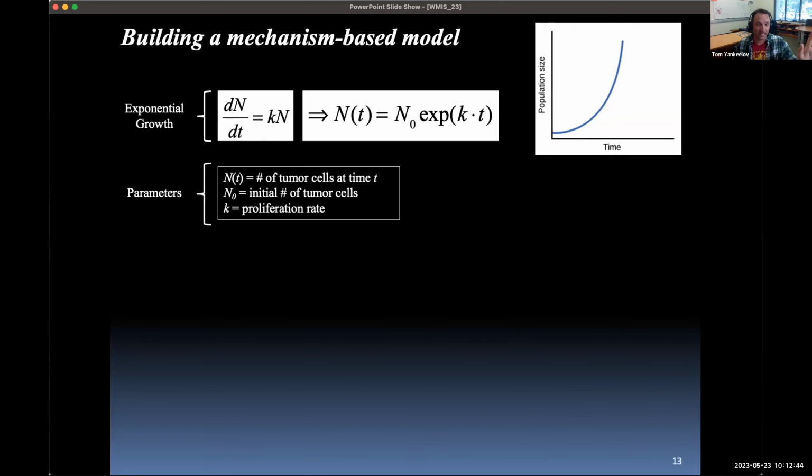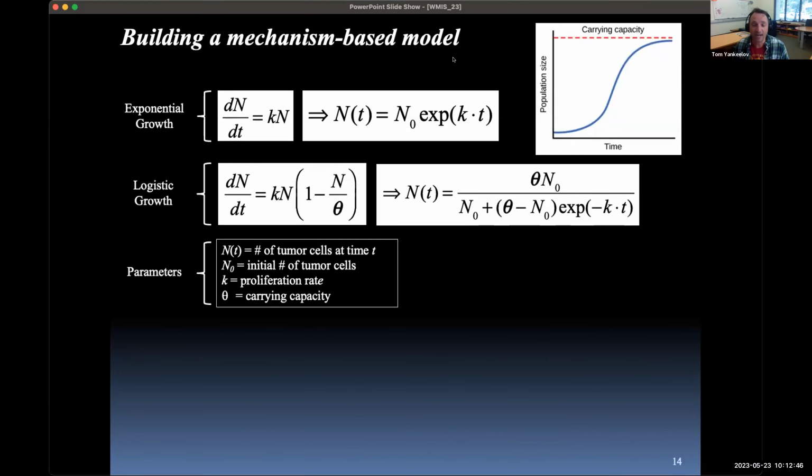But that, of course, cannot continue indefinitely. You reach this carrying capacity. So if we let theta be the carrying capacity, then we augment this exponential growth by slapping on this logistic term here, so n over theta. As the number of tumor cells gets close to the carrying capacity, this number gets close to 1. So 1 minus that ratio that's close to 1 is a number that is close to 0. And so then the rate of change goes to 0 and you level things off here.